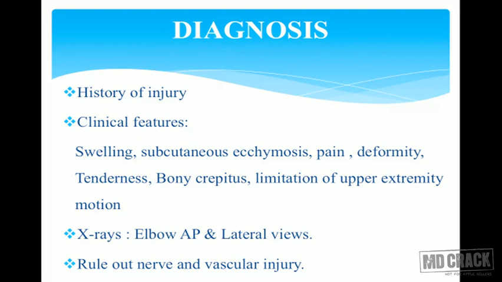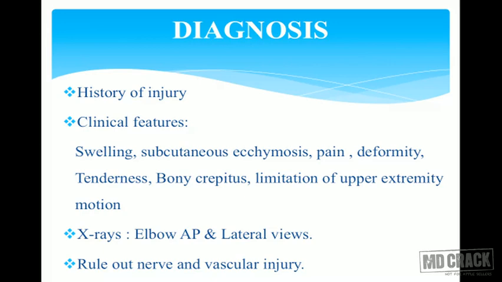First is the history of injury. How did he get it? That is usually a fall. The child falling down on an outstretched hand is very common. The clinical features of this type of fracture are, of course, pain, but there will also be swelling. There will be ecchymosis, that is redness and erythema around.